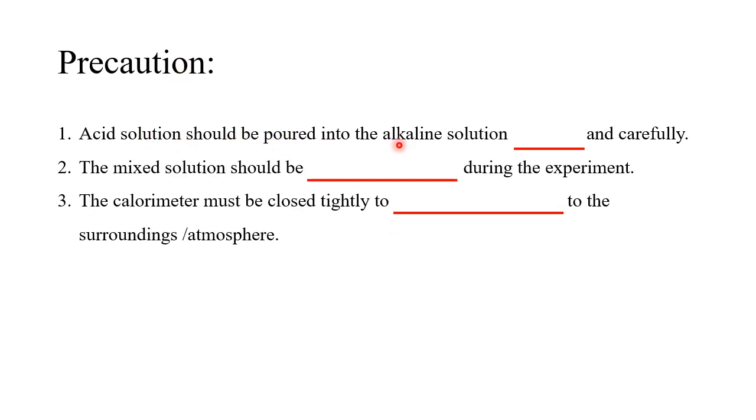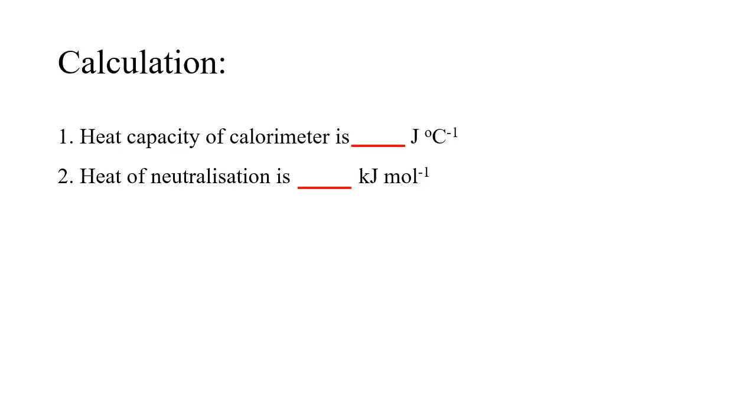The acid solution should be poured into the alkaline solution. During the experiment, you have to pour the solution carefully. What should you do when you add the HCl and sodium hydroxide? Then the calorimeter must be closed tightly. Why do you need to close it tightly? To prevent heat loss to the surroundings or atmosphere.